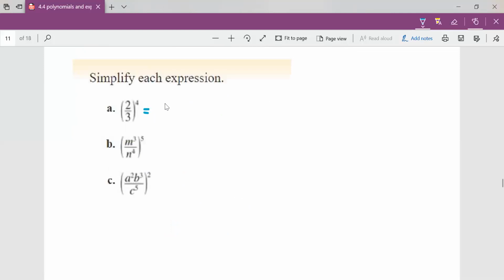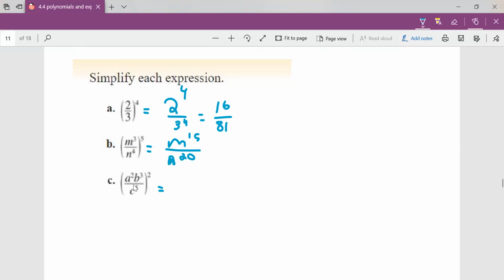So 2 to the 3rd to the 4th is 2 to the 4th over 3 to the 4th, which is 16 over 81. And yeah, we could simplify it a little. All right, so now we have m to the third to the fifth would be m to the 15th over n to the fourth to the fifth is n to the 20th. And we can't do anything about simplifying this because we have an m on the top and an n on the bottom, so they are not the same base, which means we're done.